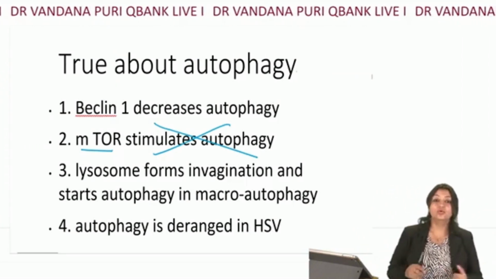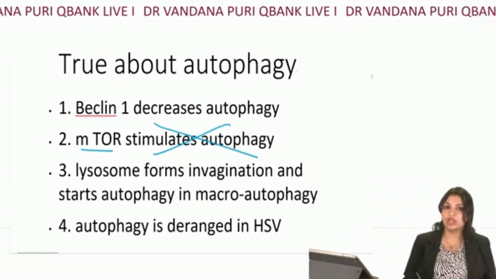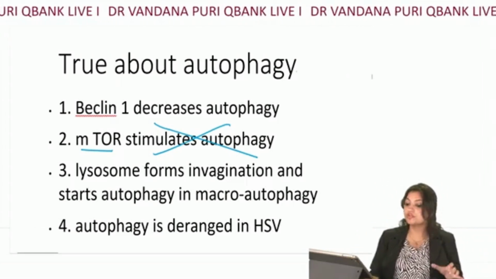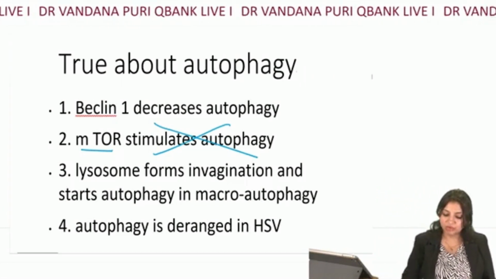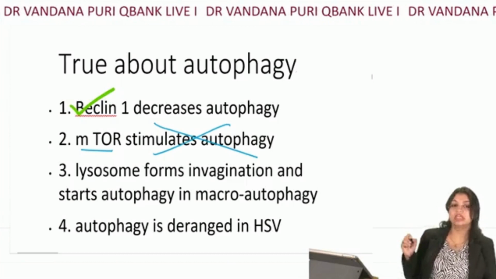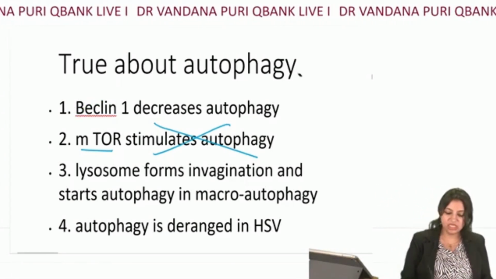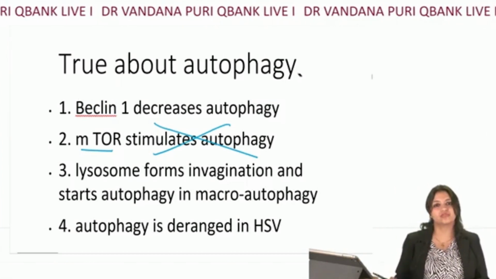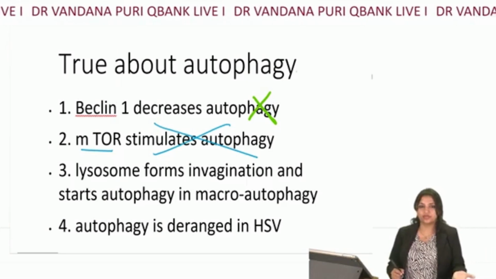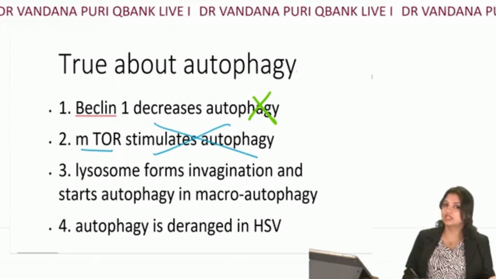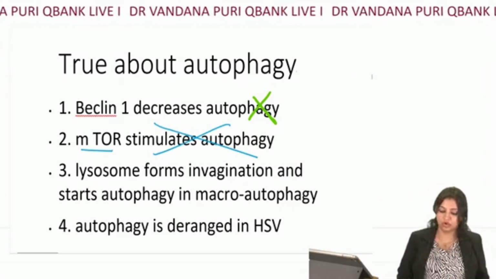Now, who starts autophagy? It is a molecule called Beclin 1 which starts autophagy. So which is the molecule which initiates autophagy? Beclin 1 initiates it. The option given here is that Beclin 1 decreases autophagy. Absolutely wrong. Beclin 1 initiates autophagy. It starts autophagy, it doesn't decrease it. So this is also a wrong option.